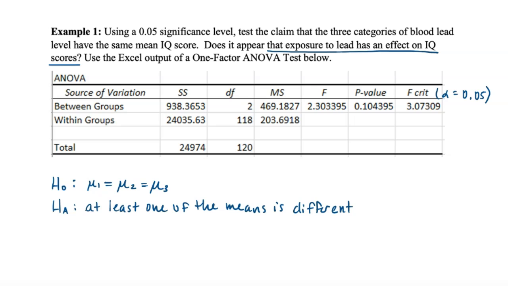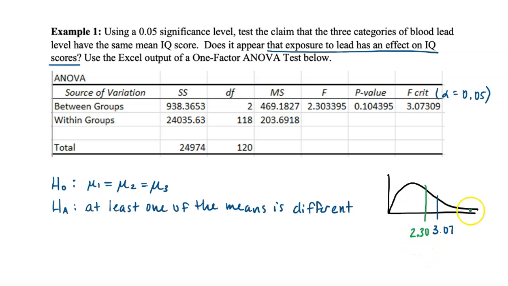Now, we know that this is a right-tailed test, right? And so although we don't know exactly what this distribution might look like, let's say it looks like something like this. Now, I know that my F critical value is 3.07. Let's put that over here, 3.07. And my F test statistic is 2.30. So 2.3 is going to be left of 3.07, so 2.30.